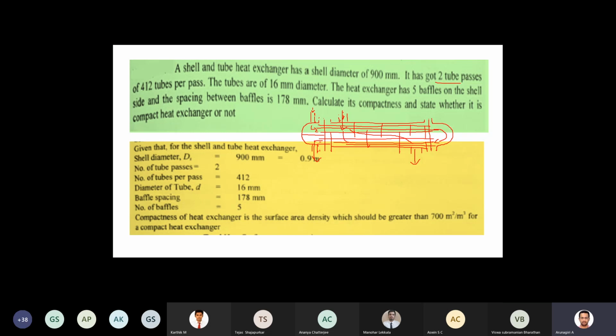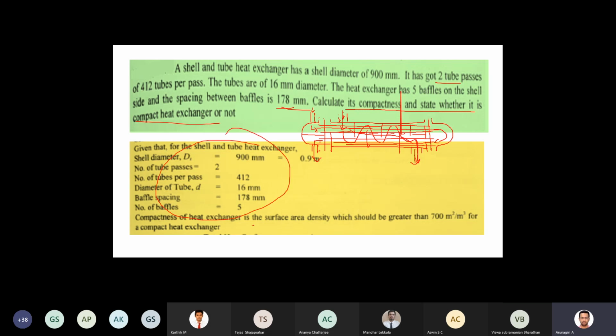So your fluid is flowing like this. Here you have 1, 2, 3, 4, 5, 6 portions. The spacing between the baffles is also given, 178 mm. Calculate its compactness and state whether it is a compact exchanger. So these are all the details given.